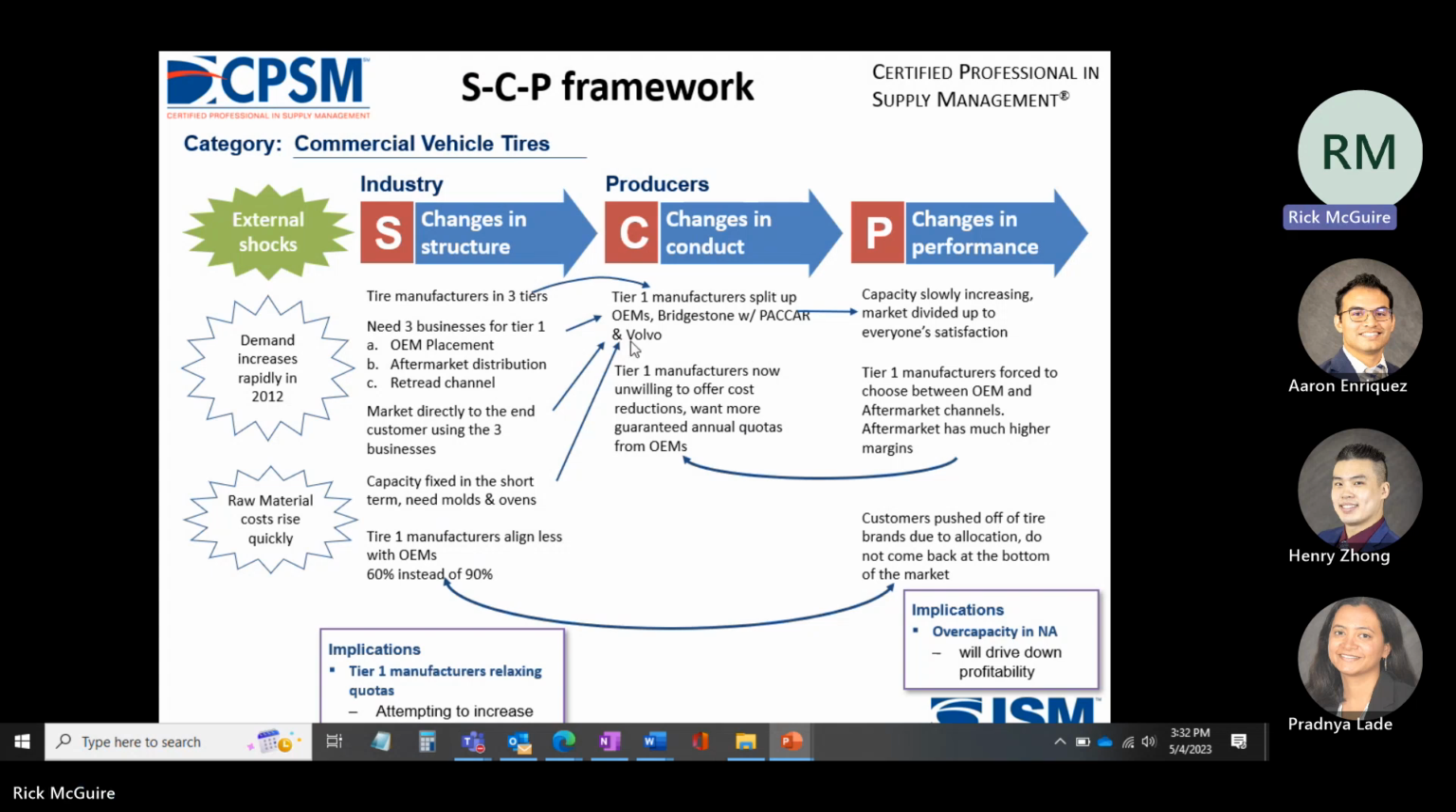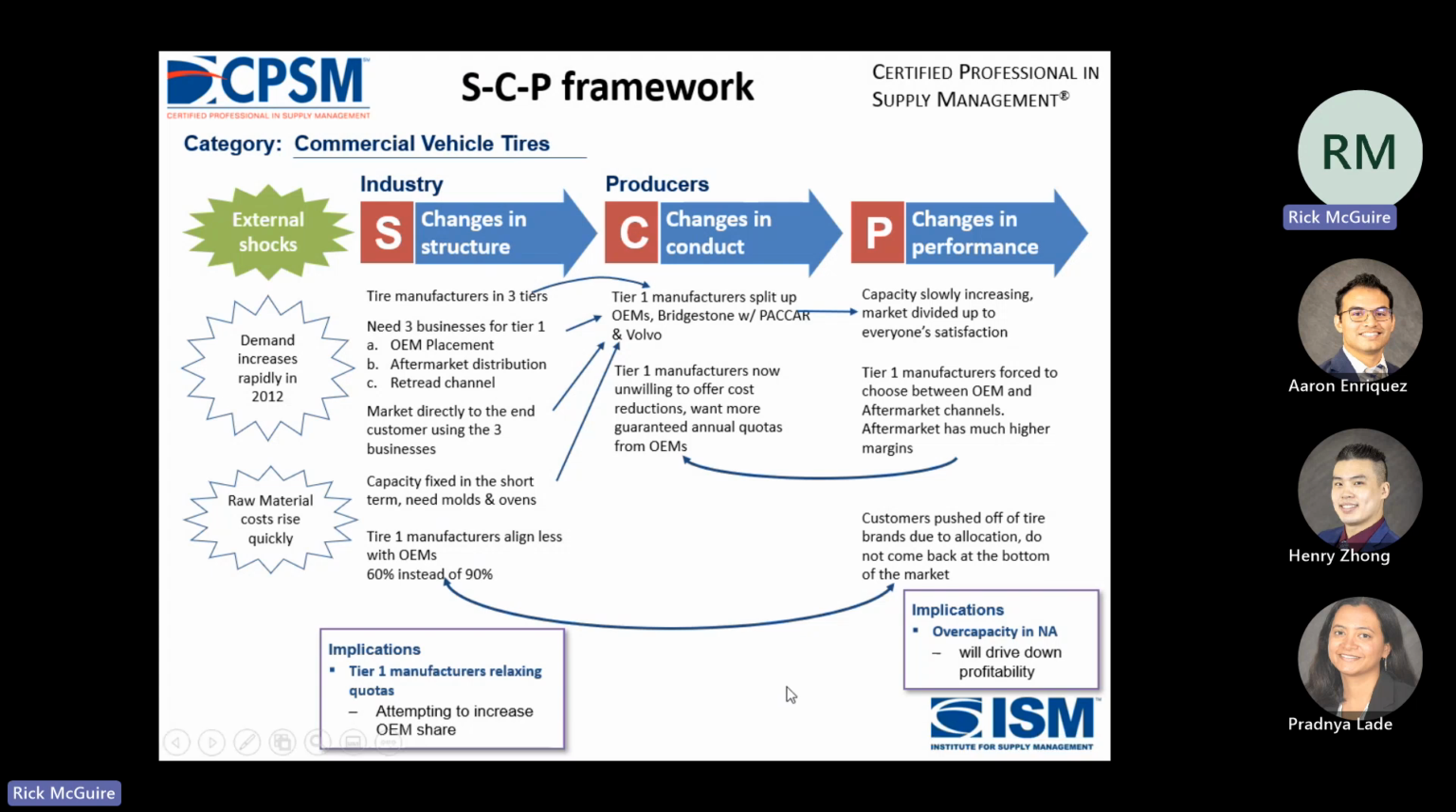So Bridgestone does us and Volvo, and Goodyear does Daimler and Navistar. And then Michelin kind of does all four. And then how does that industry structure and conduct lead to performance? Usually this is economic performance or performance on the income statement.